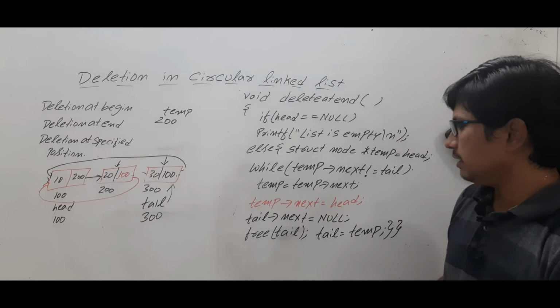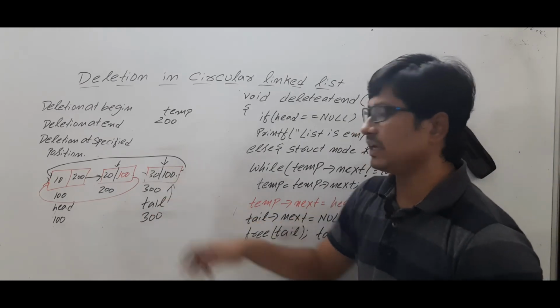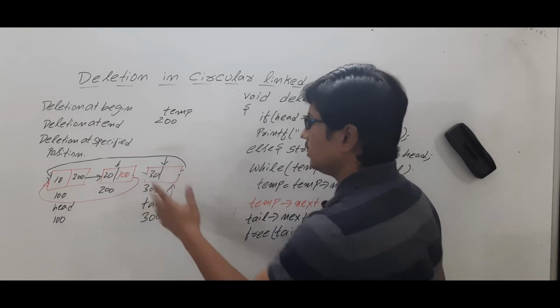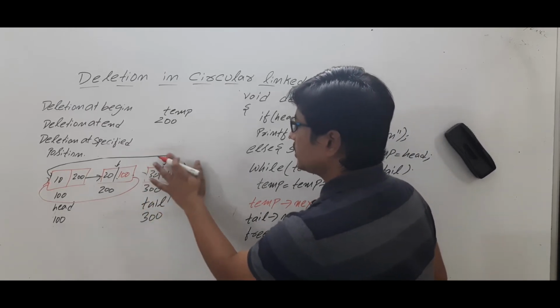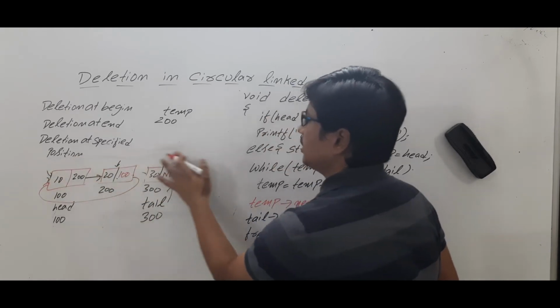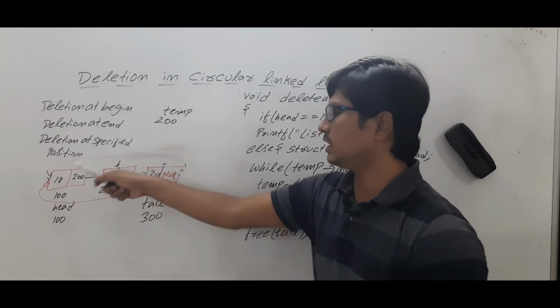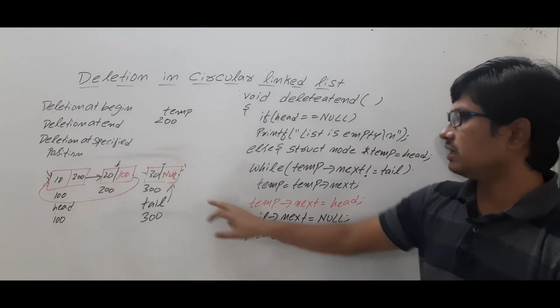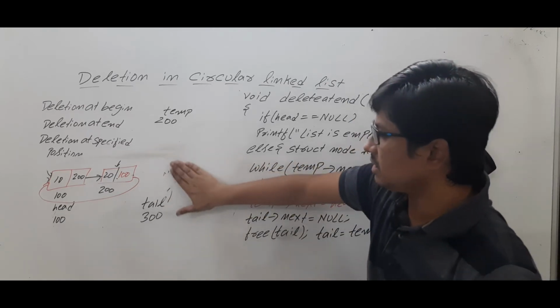Is it clear? Then what you have done? Tail of next is equal to null. Tail of next, this 100 we are replacing with null value. So now it is a null pointer. So it is not pointing to any memory location. So this link will be down. So this link is down. This link has been down. Now you can release this memory. You can call free of tail. So this memory will be released.